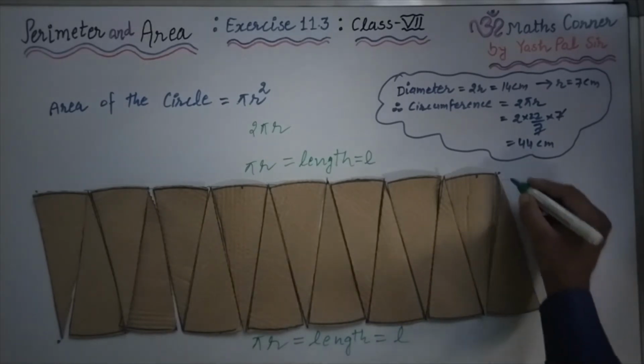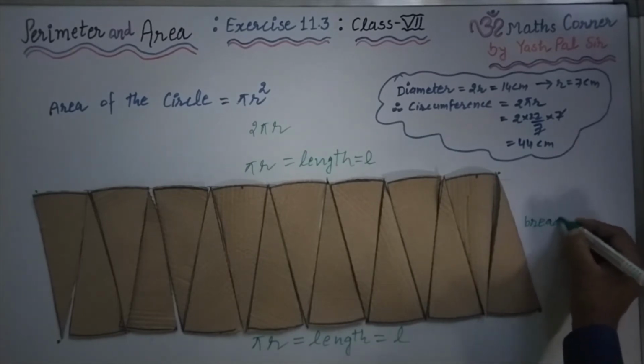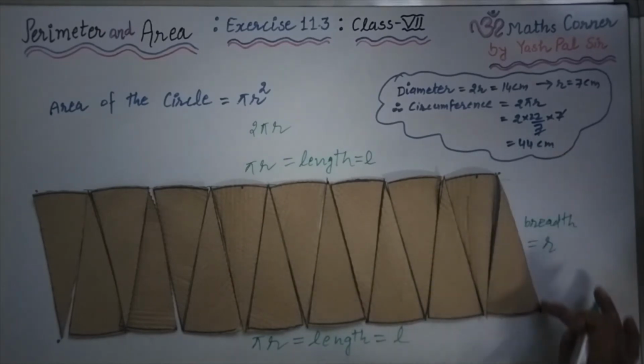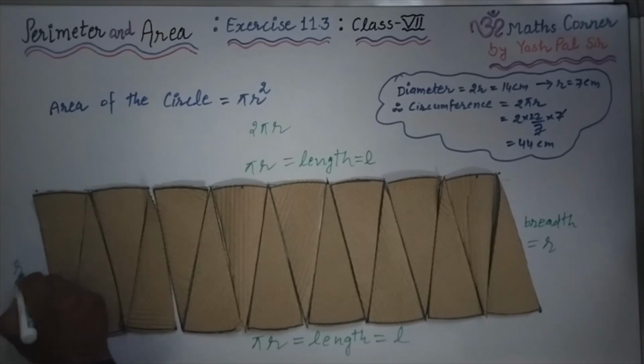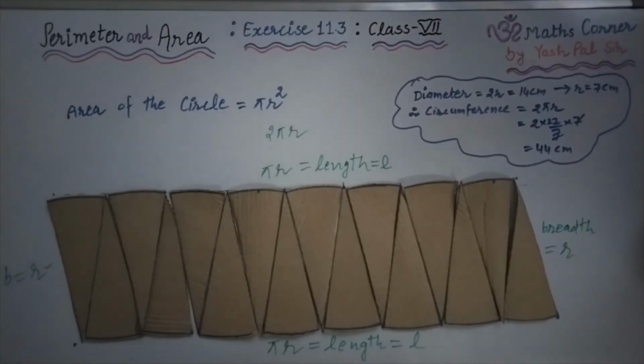Now what is this side? Breadth. What do you think about breadth? Of course, this is the radius. Breadth is r, because r was the radius. This is also r, which means b. So b is equal to r.